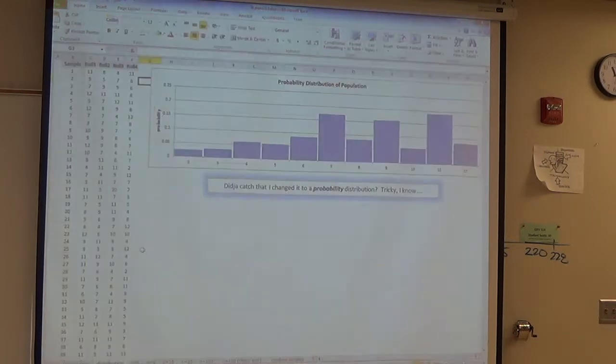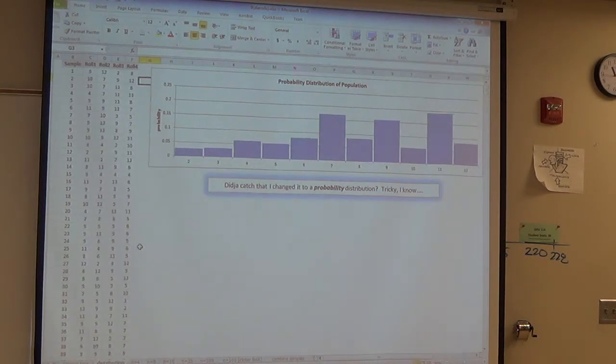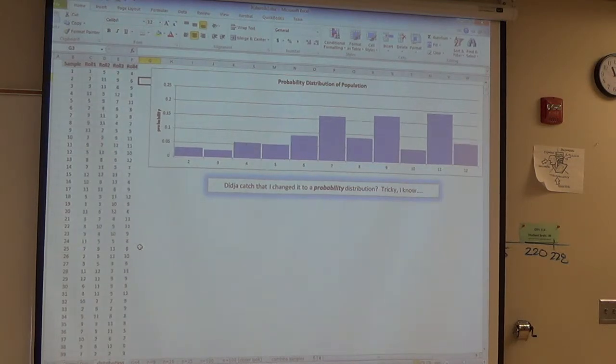Now, what's cool about this is it's dynamic, which means what I'm doing right now as I'm pressing F9 is rolling those dice and keeping track of every result that I get in that graph. See how it's changing each time? But is it changing very far from the population's distribution? No, it's dancing around it, okay?